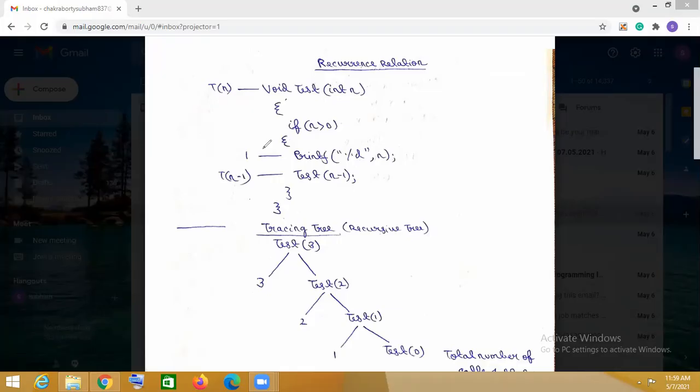I didn't consider this value. Printing this statement also requires 1 amount of time. And this is the recursive call. So how much will this recursive call take? It is n minus 1, so it will take T of n minus 1. T of n minus 1 time will be required.